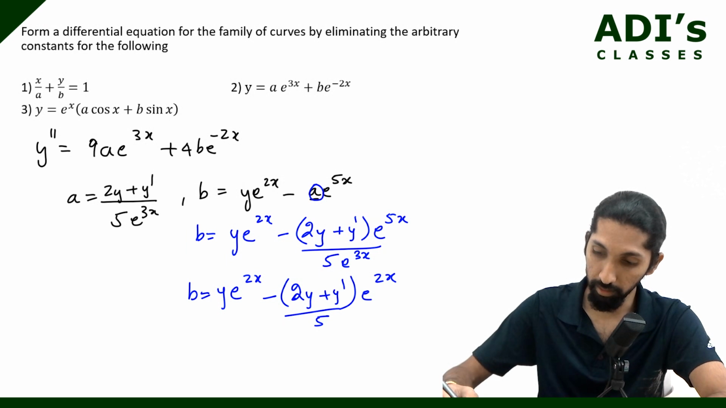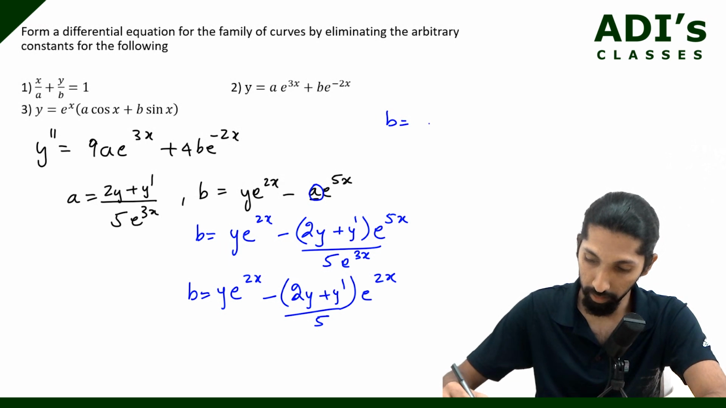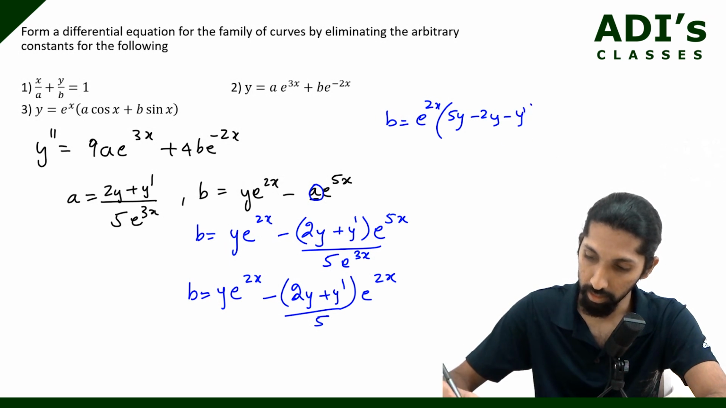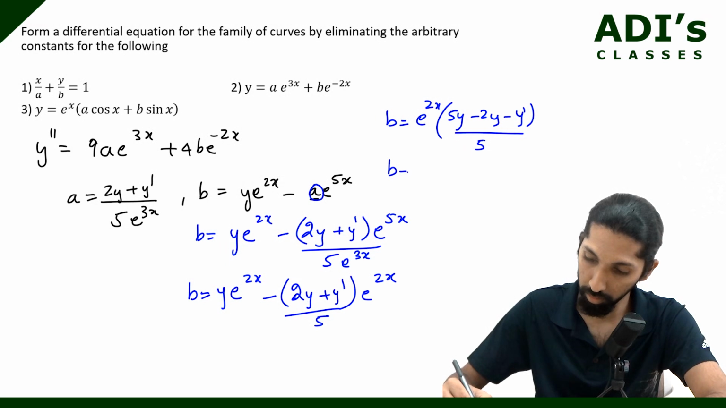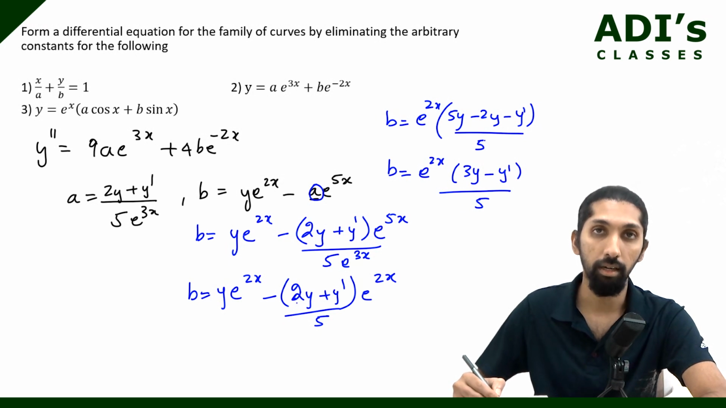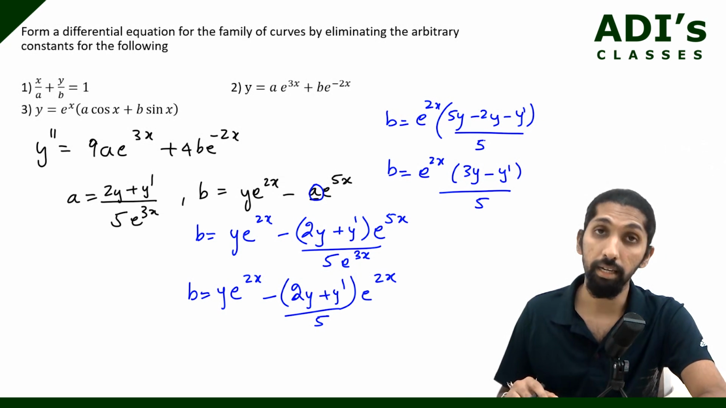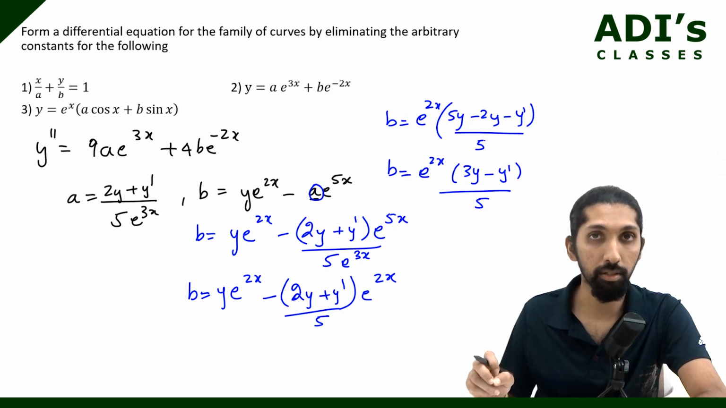Alright, so if you simplify, see this one, b is equal to, let me write it here so that you understand. So b is e power 2x into 5y minus 2y, correct? Then minus y dash, whole divided by 5, isn't it? So b is equal to e power 2x into 3y minus y dash divided by 5, right? So we are going to take this, substitute in the y double dash and get the differential equation. Fair enough? So let's do the last part of this problem now.